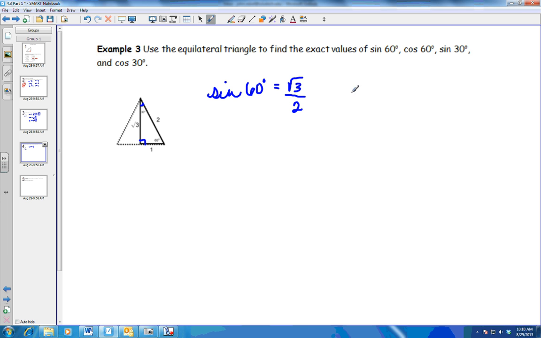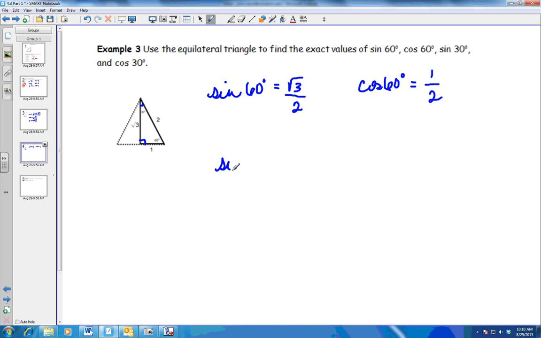Now let's find the cosine of 60 degrees. Here's my 60-degree angle. Cosine is adjacent side, which is 1, over the hypotenuse side, which is 2. And again, if you look on your unit circle, sine is your y value, so your y coordinate at 60 degrees, or pi over 3, should be the square root of 3 over 2. Your x value should be 1/2.